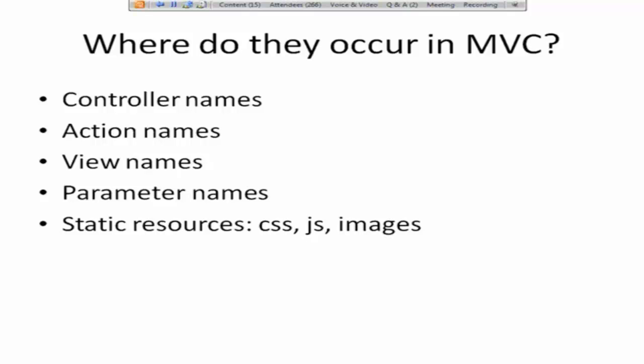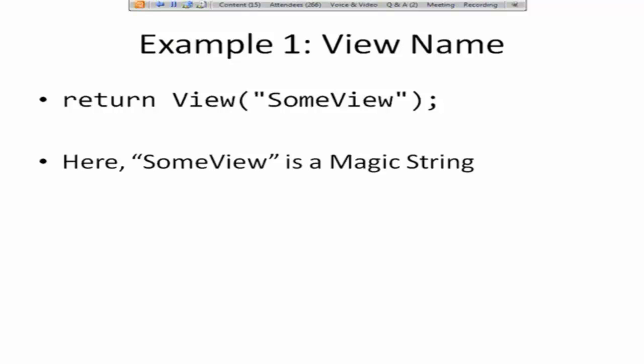So let's show a couple of examples here. The first example is view name. The simplest thing: you have a controller action, and you want to render some view, and you say View("some view"). Here, "some view" is an obvious magic string. If you mistype it, it will not fail until runtime.